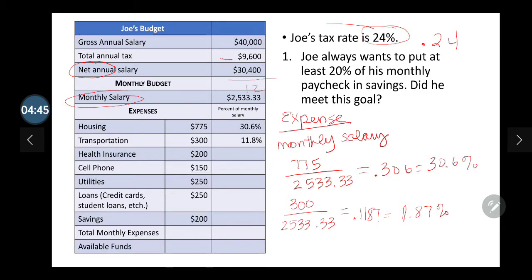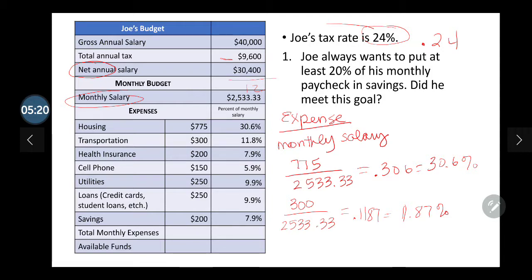Okay, so let's check your work. For health insurance, if I divide $200 by 2,533.33, you should have gotten 7.9%. For cell phone, 5.9%. For utilities, 9.9%. For loans, 9.9% as well. And for savings, 7.9%.